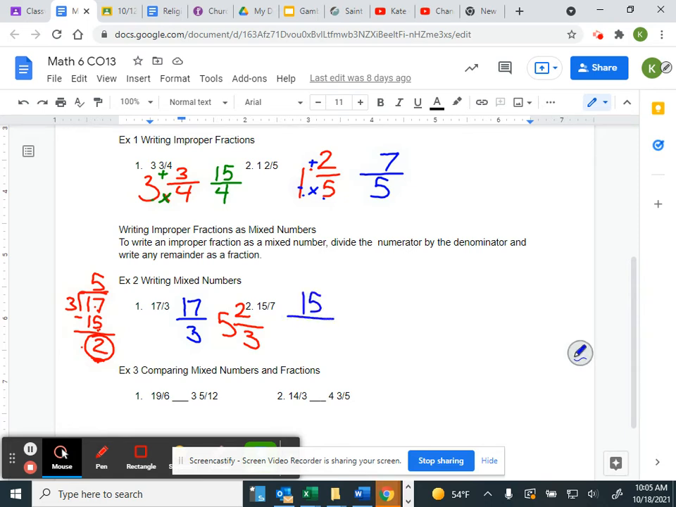15 sevenths. So how many times can we divide 7 out of 15? Well, we can take that 7 out 2 times. Because if we had 15 divided by 7, 2 times 7 is 14. Now we're doing that subtracting. 15 minus 14, we have 1 left over. 1 becomes our new numerator, and our denominator stays the same.